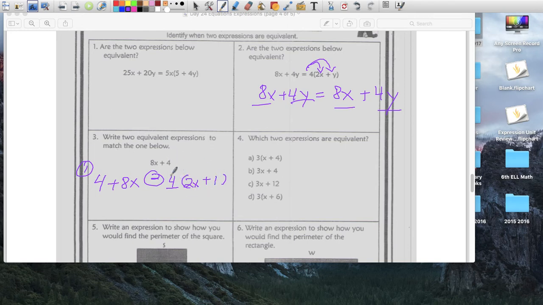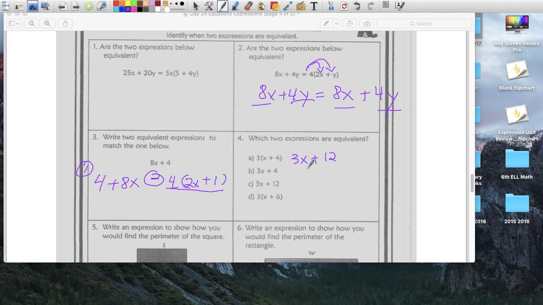So if you do the distributive property, you get 4 times 2x equals 8x. 4 times 1 over here gives you 4, so I just created an equivalent expression. Okay, so which 2 are equivalent? Well, let's see. I'm going to do the distributive property, it's 3x, and 3 times 4 is 12.